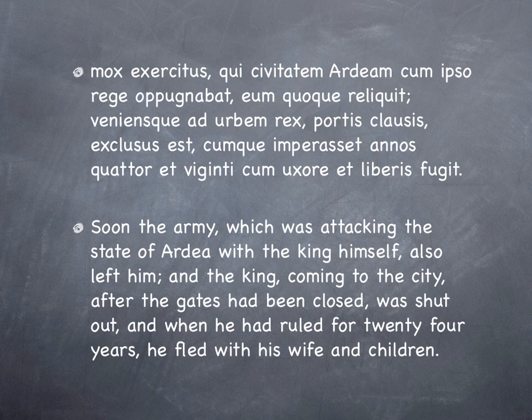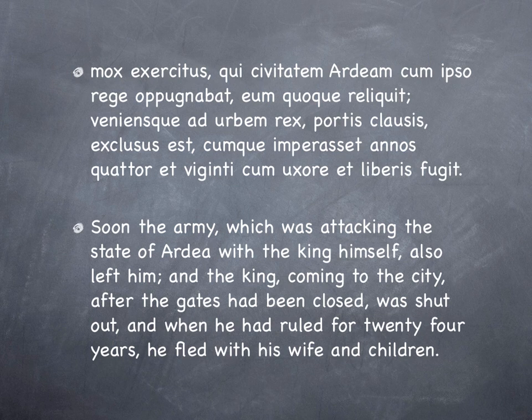Also left him. And the king, coming to the city, portis clausis, one of our favourite phrases, the ablative absolute, when the doors had been closed, or after the doors had been closed, exclusus est, perfect passive, was locked out, was excluded. Cumque imperasset, and when he imperasset, an alternative form of the pluperfect subjunctive being used here in a temporal clause, and when he had ruled for 24 years, he fled with his wife and his children.